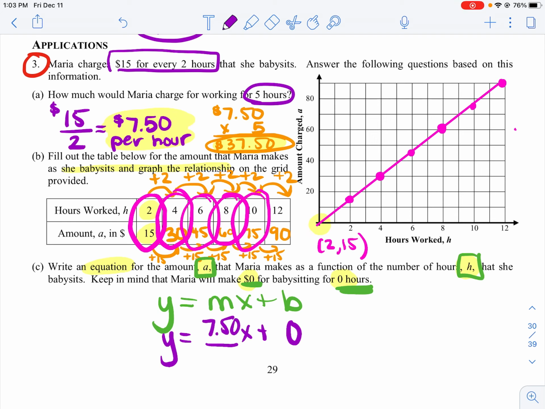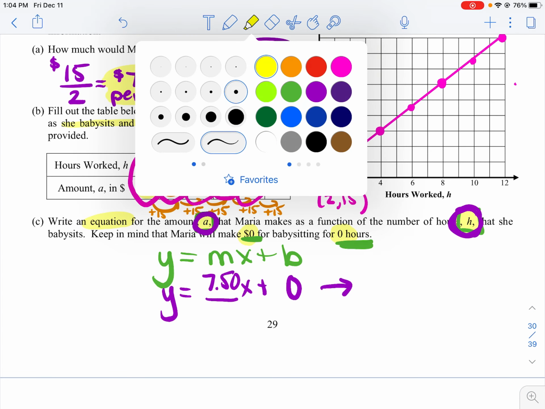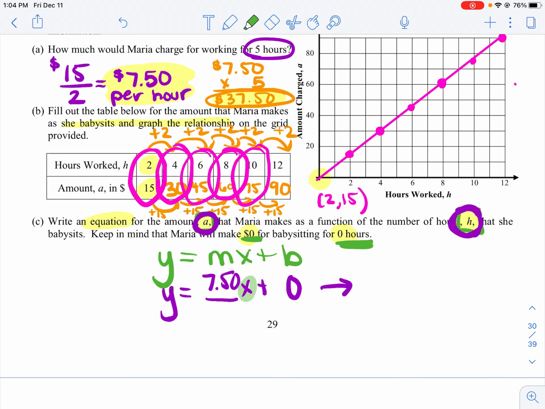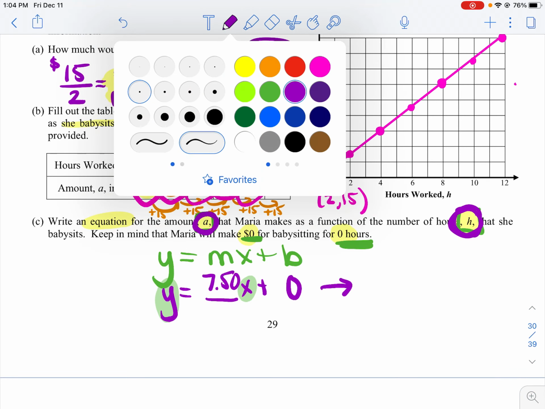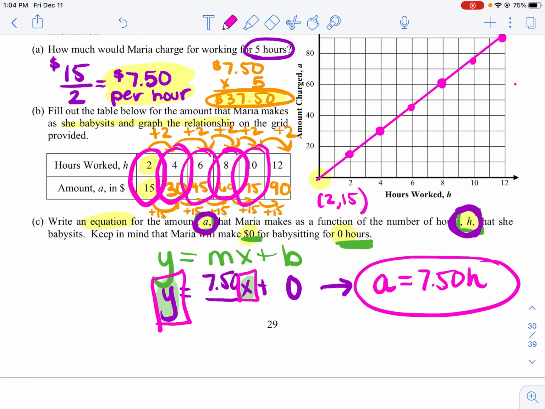Now, you think you're done here, but you're not, my loves, because we have an A and an H. We need to use those variables. So what we're going to do is substitute in for those. Instead of putting in X and instead of putting in Y, we're going to put those variables in. Which one is going to be the right variable? Well, this is the total amount. This is the hours, right? The more hours she makes, the more money. So we're going to do A, the total amount, equals $7.50 times H. And that's our final equation.